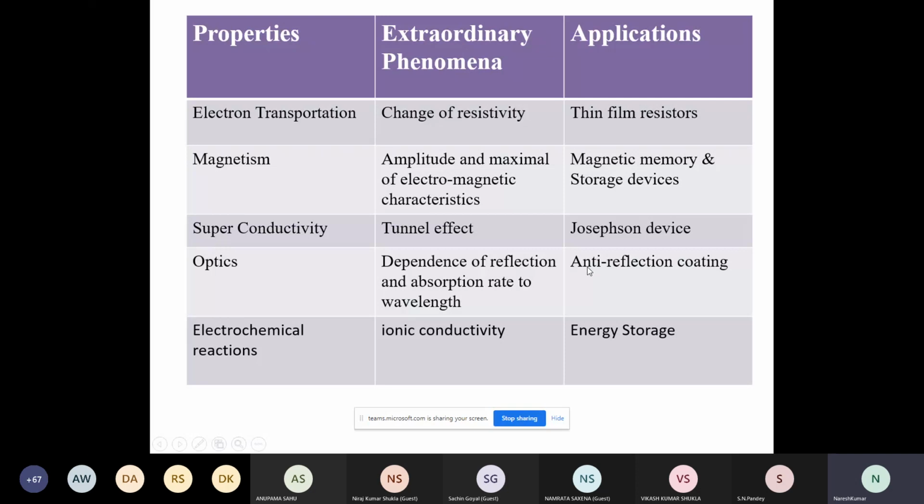One of the common applications is in devices. Similarly, in optics, the reflection and absorption depend on the film, so accordingly you can have applications in AR coating, anti-reflection coating of glass, right? Electrochemical reactions are also of interest. Ionic conductivity can go up, and accordingly energy storage is one more area of interest. So these are a few applications where we can make use of these thin films, right?